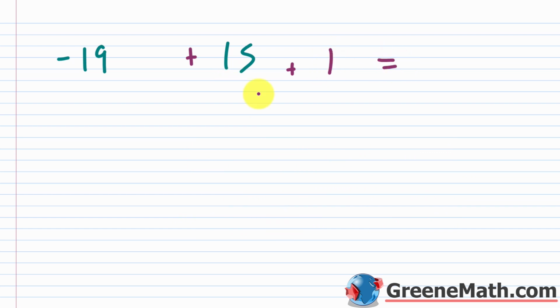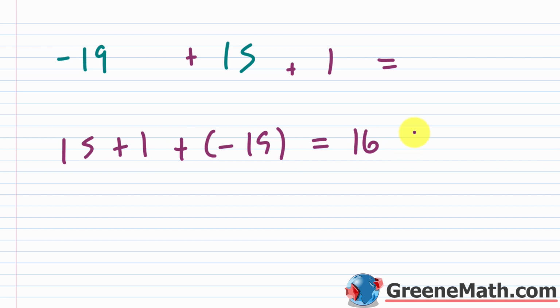Again, I like to add the numbers with like signs first. That's possible because of the commutative property. We can add in any order. So I could say that this is 15 plus 1 plus a -19 like this. So 15 plus 1 is 16, and then you have 16 plus a -19. Now, a lot of you can eyeball this and see that it's -3. But again, you can always go through the official procedure.